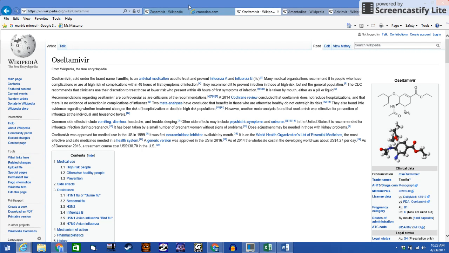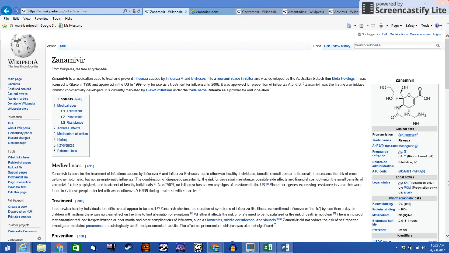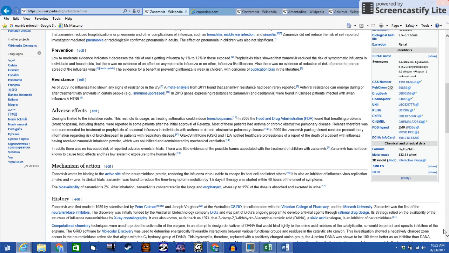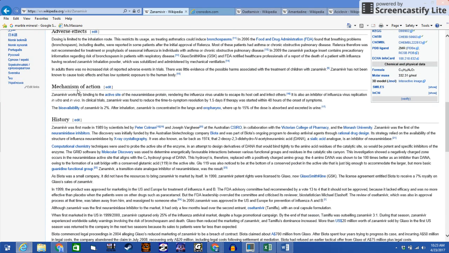So take a look. That's a pretty good explanation of it in the Relenza mechanism of action here. If you look down here, you'll see that it works by binding to the active site of the neuraminidase protein, rendering that virus unable to escape its host cell and infect others. So you can imagine that if you can't increase your viral load through replication and release, you can reduce the amount of time that people experience symptoms. And so they actually have seen zanamivir found to reduce the time to symptom resolution, in other words, the time it takes for you to feel better, by about 1.5 days, as long as your therapy is started early.